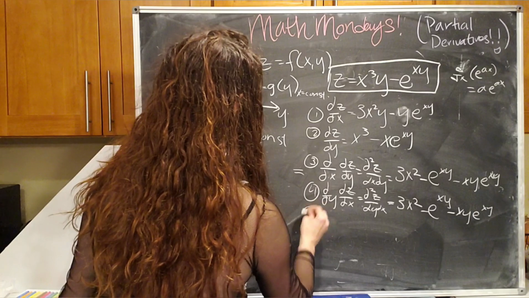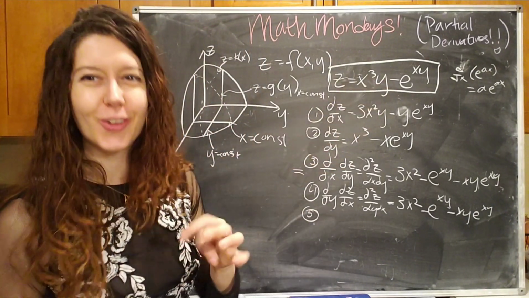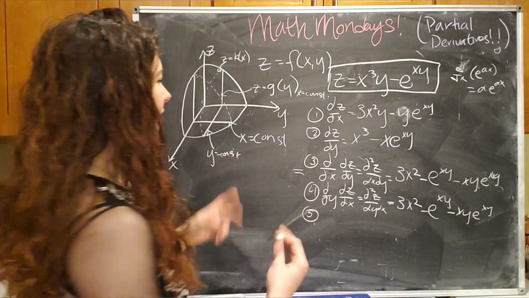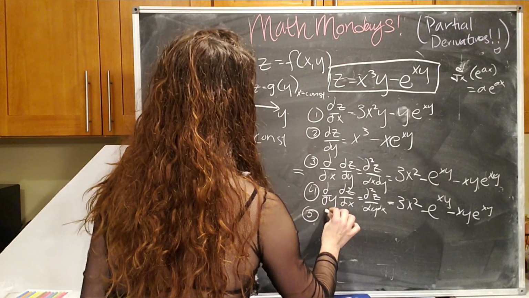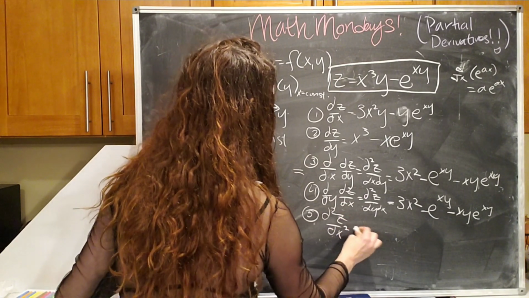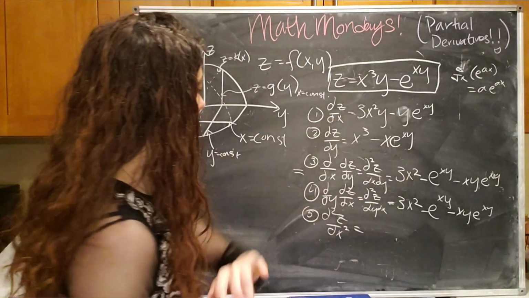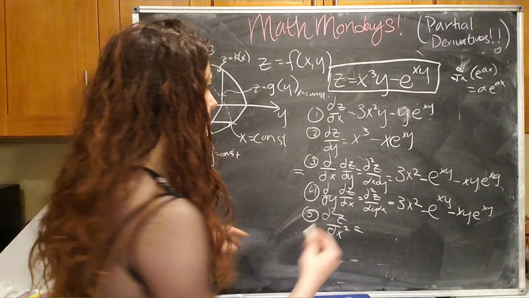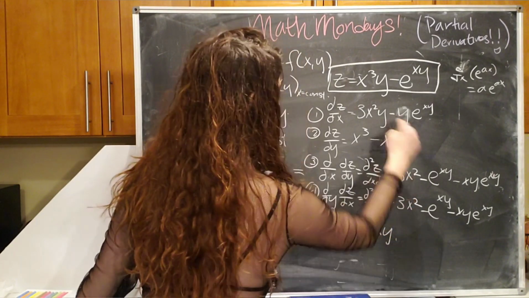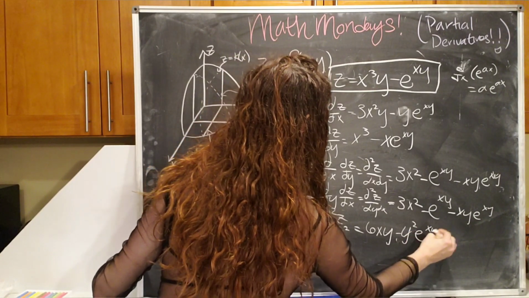Okay, so let's try a couple of these second order partial derivatives. But I got my words mixed up. So let's say d squared z dx squared. So we start from this, and then we take the partial with respect to x. So we're like, y, you're still a constant. So then we get 6xy minus minus y squared e to the xy.